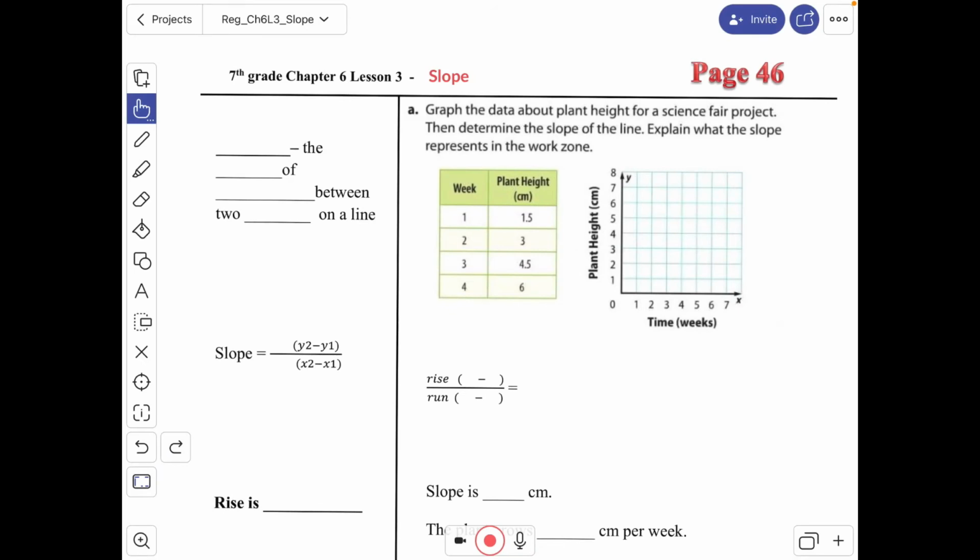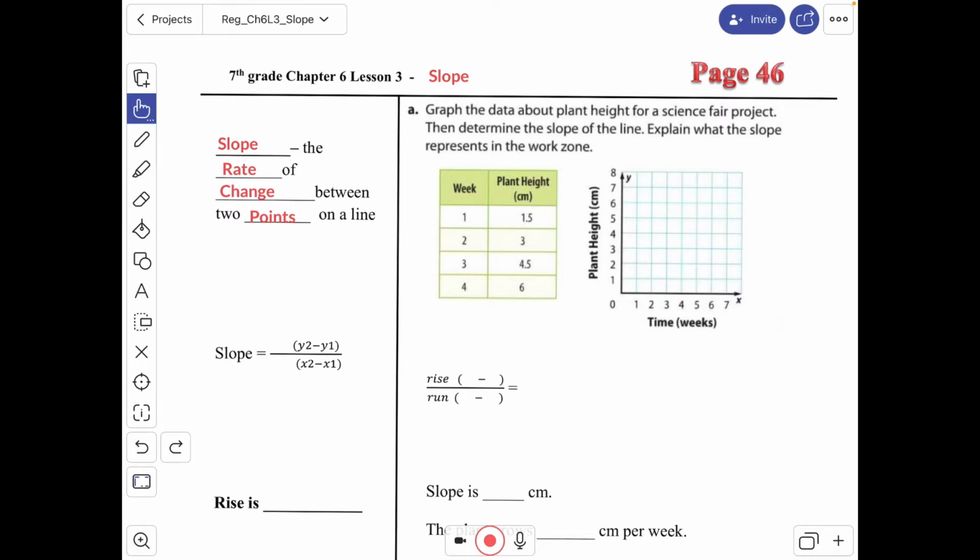Today we're covering 7th grade, Chapter 6, Lesson 3, Slope. And slope is the rate of change between 2 points on a line.